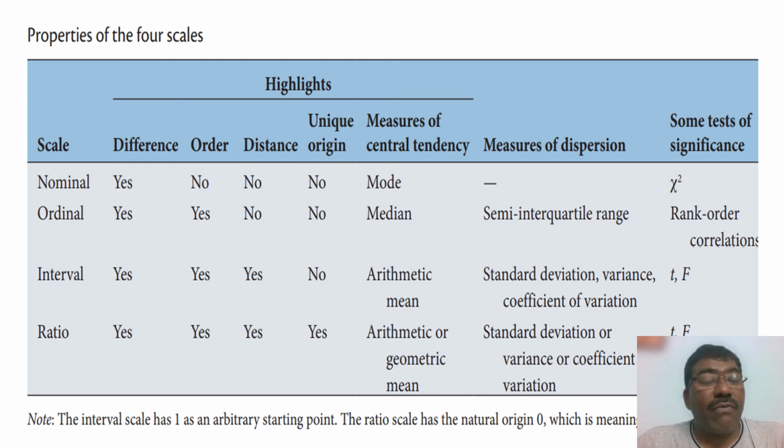These are the four scales that we can apply in measuring the opinions of sample respondents. One more important note is that in the interval scale, the number one is an arbitrary starting point. The ratio scale has a natural origin of 0, which is very meaningful. This is the difference between the ratio and interval scales.